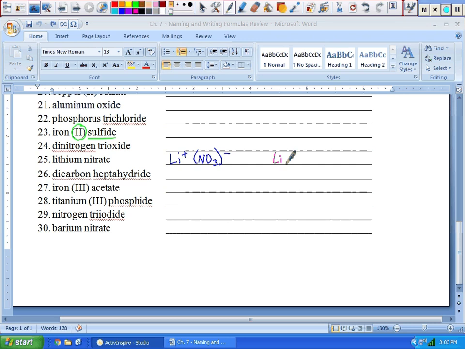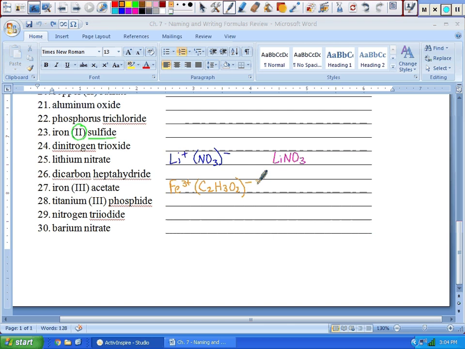All right, we've already done 26. 27, iron 3 acetate. This one kind of gets a lot of people just because it looks so weird. So iron, and it tells us it's a 3. I've come to realize that acetate is a lot easier to recognize and name than for you to write the formula. A lot of y'all mess the formula up all the time. What is the formula for acetate? Very good. C2H3O2. And what's its charge? 1 negative. Very good.